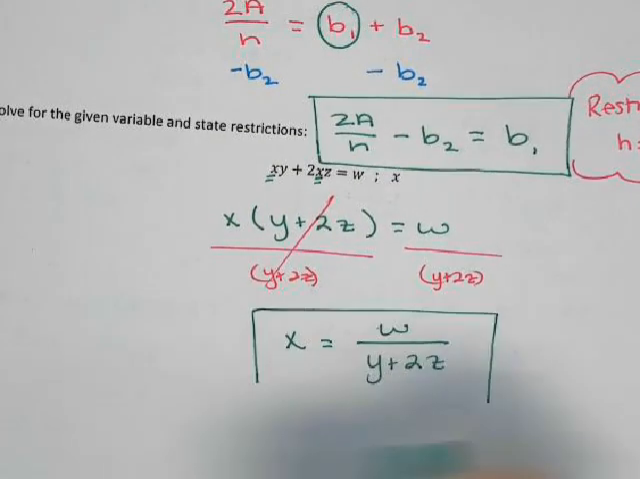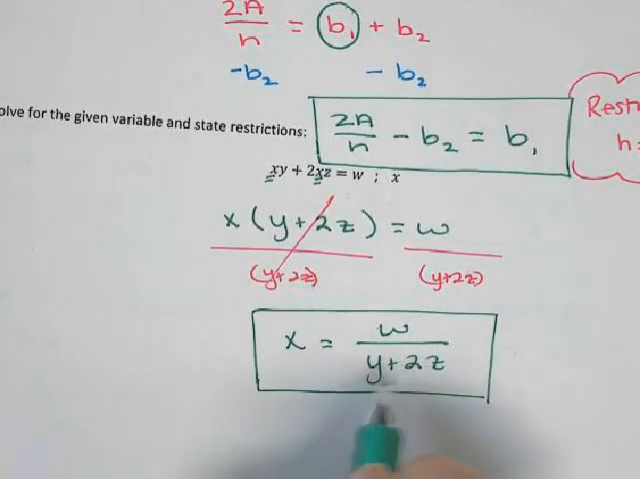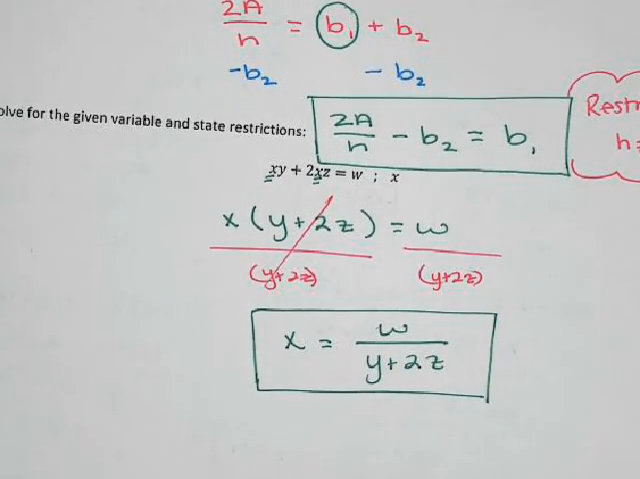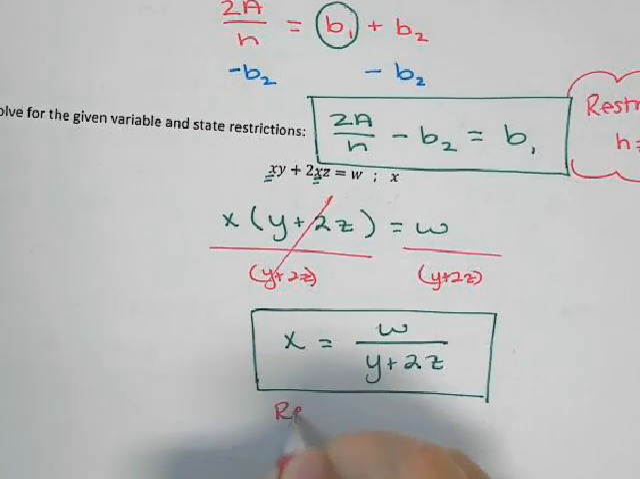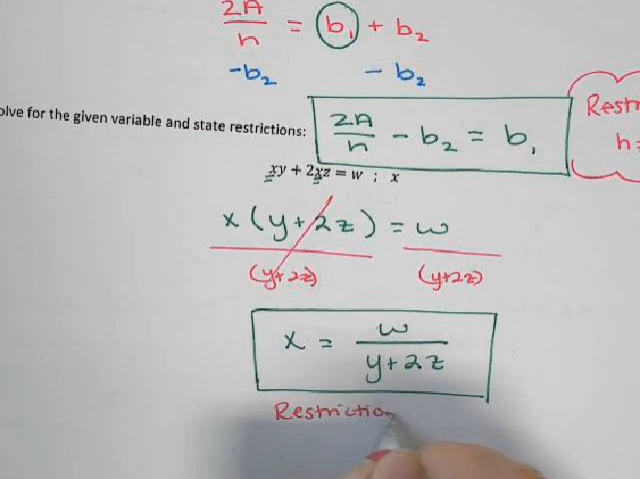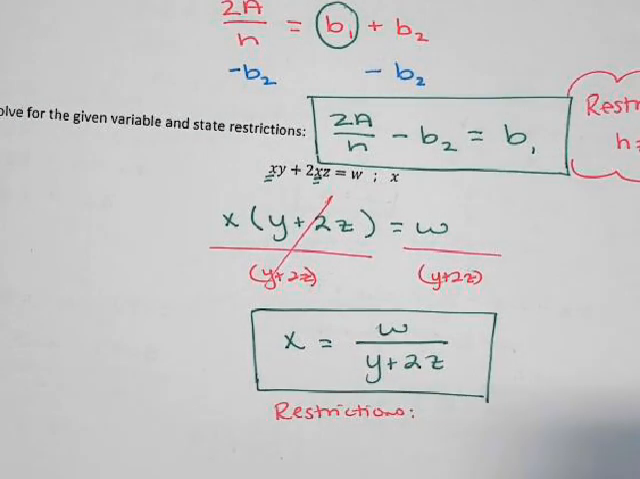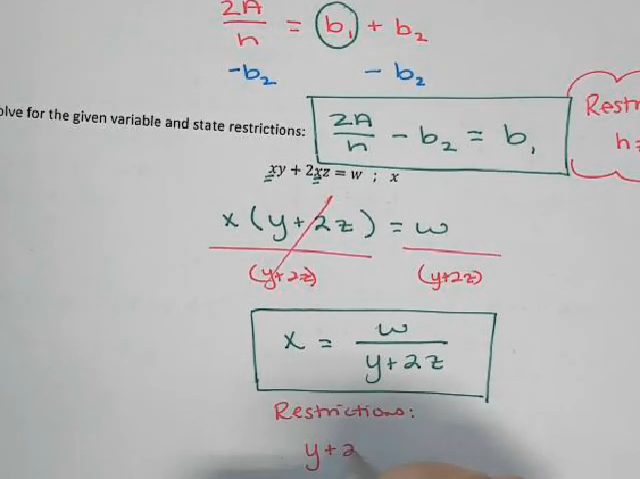Now this one also has restrictions because you can see there are variables in a denominator. So our restriction here is that this denominator is not allowed to be 0. But it's not just a variable now. It's an expression. So we have to write it as y plus 2z is not allowed to be 0.